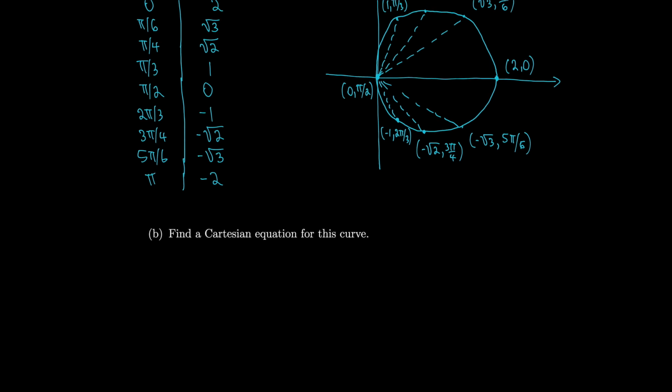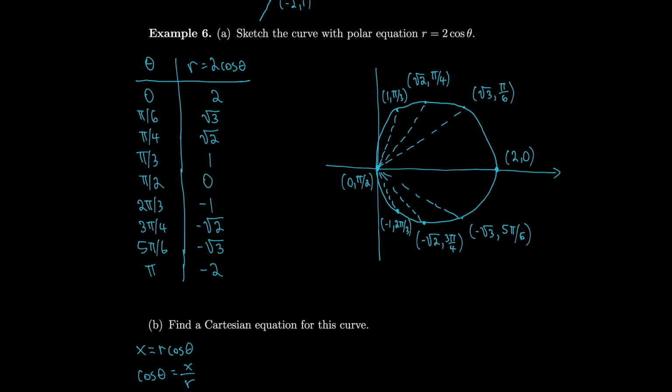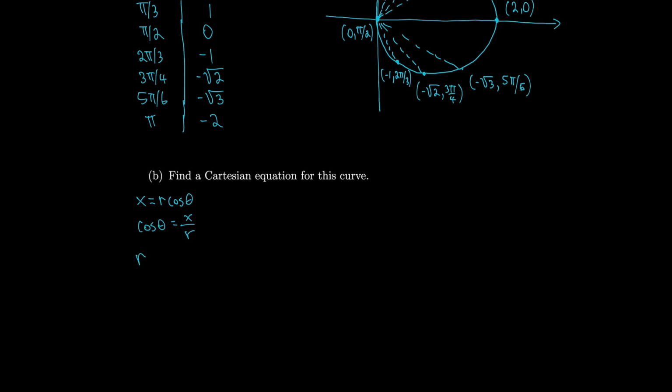It's just a circle. Let's see if we can find a Cartesian equation for this curve. So in order to convert, remember, x is r cosine theta. So solving for cosine theta, we get that cosine is x over r. So now we can replace cosine in our equation, r equals 2 cosine theta, with x over r. So we get that r is equal to 2 times cosine theta, which is going to be equal to 2x over r. So that means that we could solve for 2x by multiplying both sides by r. We get 2x is r squared.